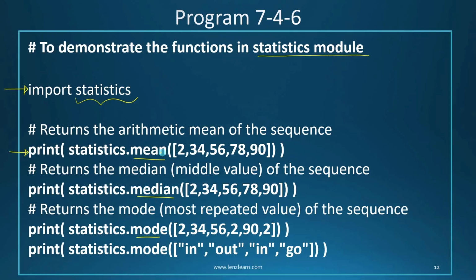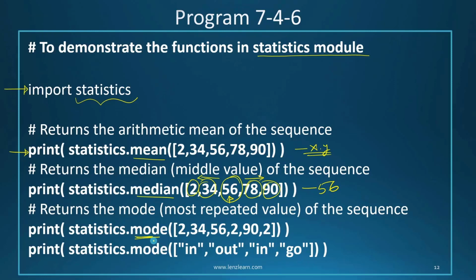In the first print statement, I will find the mean, that is the average of all these numbers. So it will add 2 plus 34 plus 56 plus 78 plus 90 divided by 1, 2, 3, 4, 5, divided by 5. Whatever is the result, that will be printed out. Now median will find out which value comes in the middle in the given list. So here you can see if I take 56, two values, 2 and 34, are less than it, and 78 and 90 are greater than it. So 56 is the middle value. So that will be printed as the result.